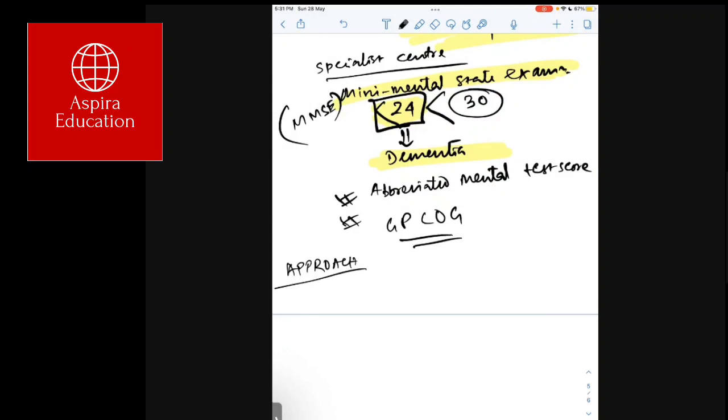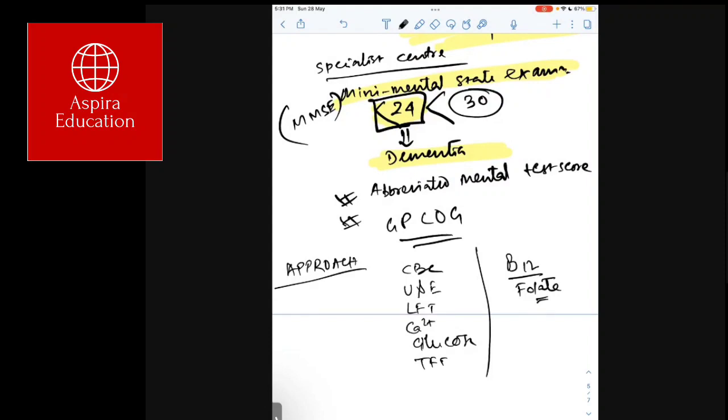First of all, what are the things that you have to check? Definitely a CBC, complete blood count or full blood count, you have to do. Urea and electrolytes, LFT, calcium, glucose. These are the things. Thyroid function test, vitamin B12, and folate level.